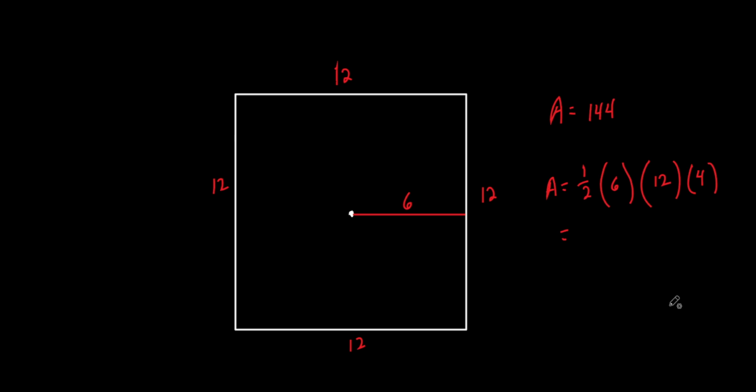We can do this in our head, can't we? What's half of 6? 3. What's 3 times 4? 12. So it still comes out to 12 times 12, doesn't it? Which is still 144. So I can actually do this a couple different ways. Does that make sense?